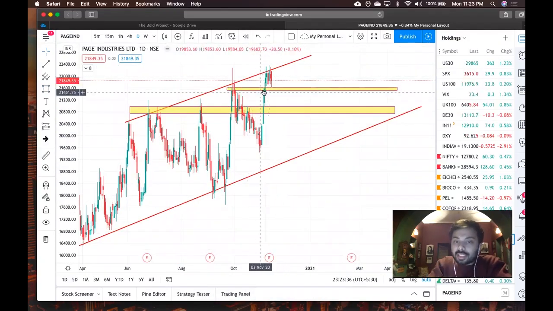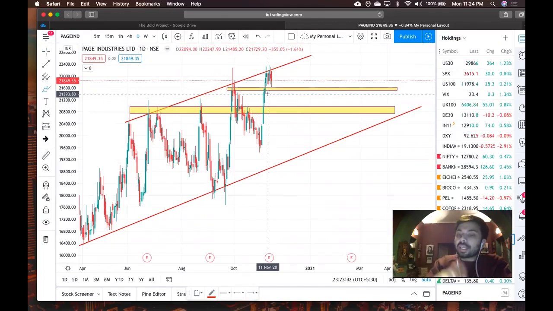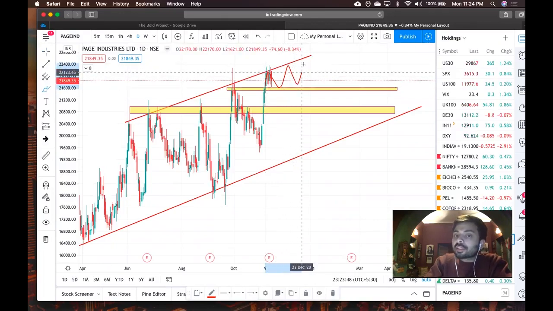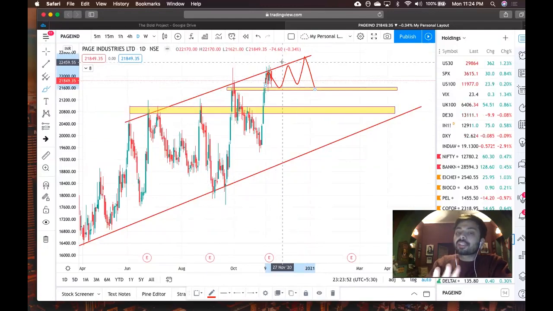So once Page broke out of this horizontal line, that's a breakout. Why? Because this horizontal level is broken. But how high can it go? This trend line will be stopping you. So now what is the plan? Page will move something like this, because that is my horizontal support, that is my diagonal resistance, etc.